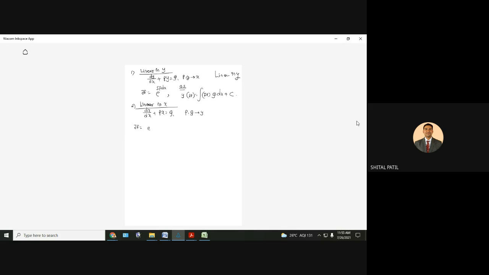So this integrating factor is also the same, only a different type is due to the fact that we are considering the linearity in x and linearity in y. So e raised to the integration of P dy. Now what is the general solution? The general solution is x times the integrating factor equal to the integral of Q times the integrating factor dy plus a constant.